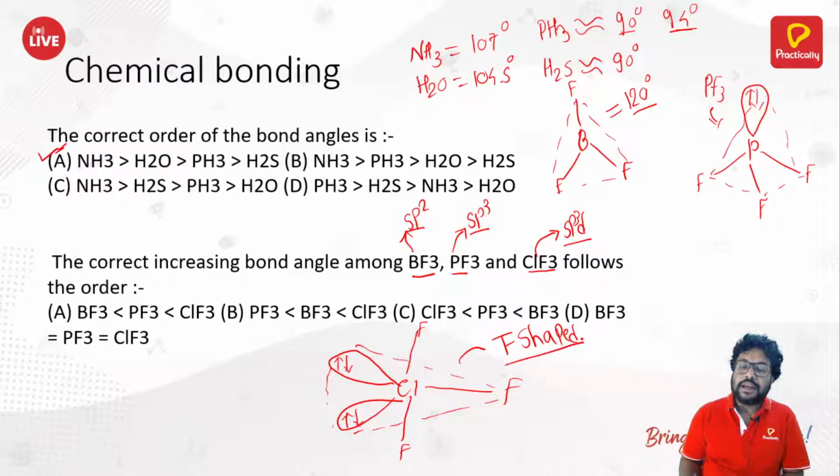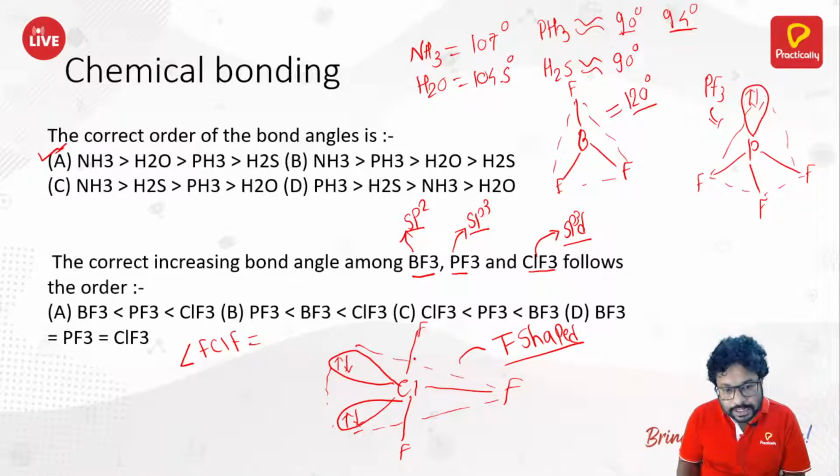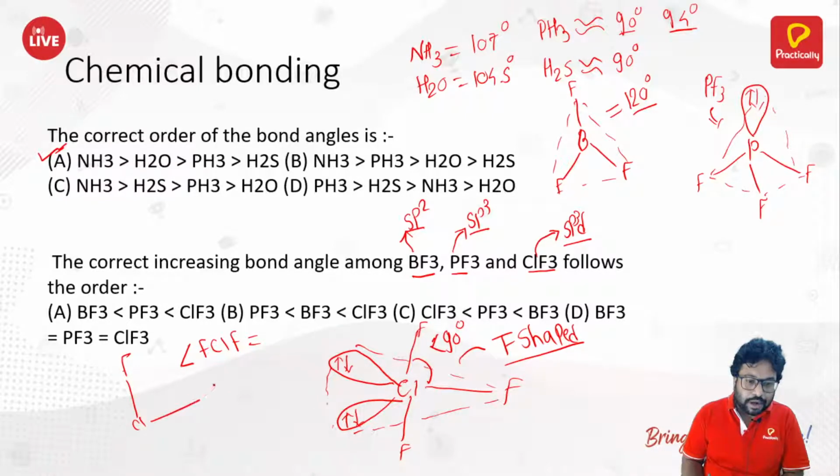It is T-shaped. Now what they ask us is the bond angle. How to write the bond angle? Bond angle is FClF. They're asking this. So you can see this bond angle is less than 90 degrees. It is not exactly 90, because had this fluorine, chlorine and fluorine been like this, it would have been 90 degrees. But this fluorine is slightly bent like this, because of which this angle is less than 90 degrees.